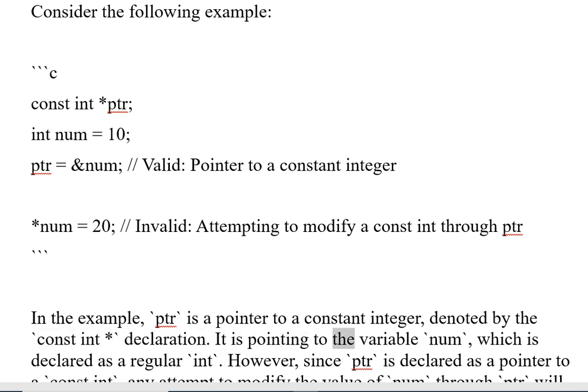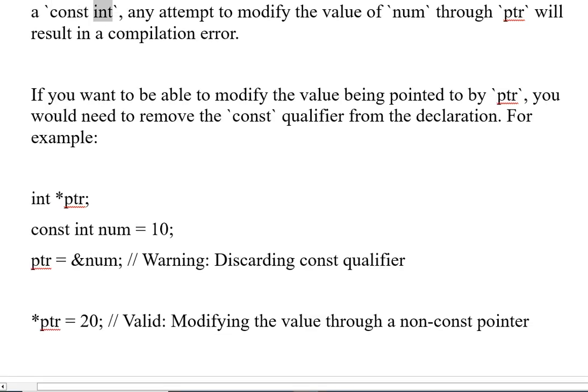It is pointing to the variable number, which is declared as a regular int. However, since ptr is declared as a pointer to a const int, any attempt to modify the value of number through ptr will result in a compilation error. If you want to be able to modify the value being pointed to by ptr, you would need to remove the const qualifier from the declaration.